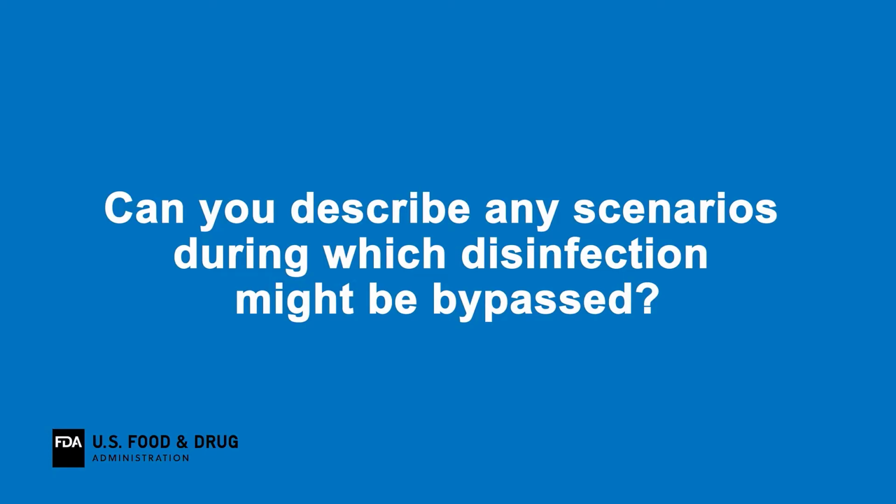Can you describe any scenarios in which disinfection might be bypassed? We have no option for bypassing disinfection as a process control decision. However, rarely at really high flows, we may have instances where the water column of the UV channel is so high that it's running above the effective level of disinfection, like above the bulbs.